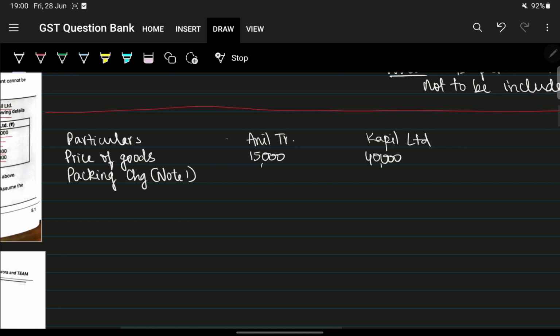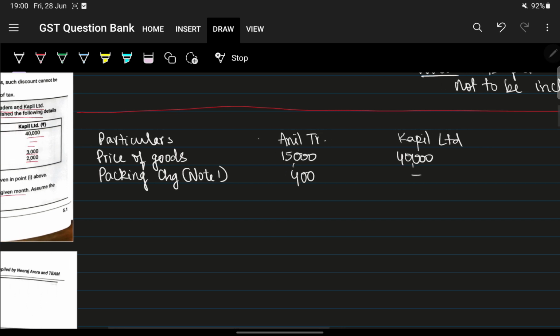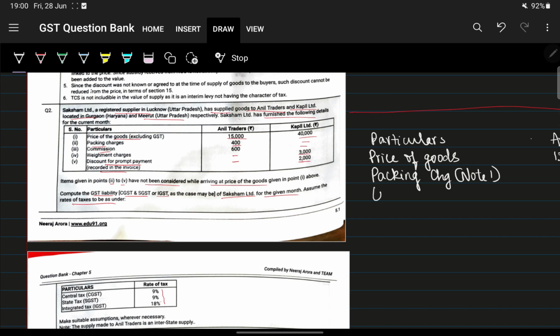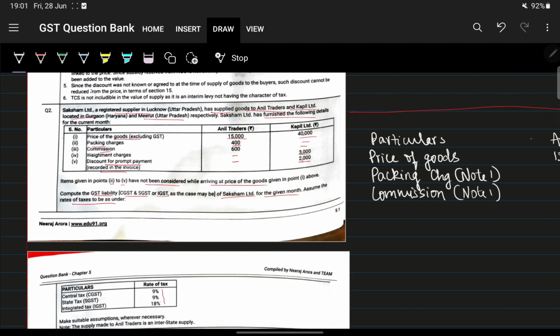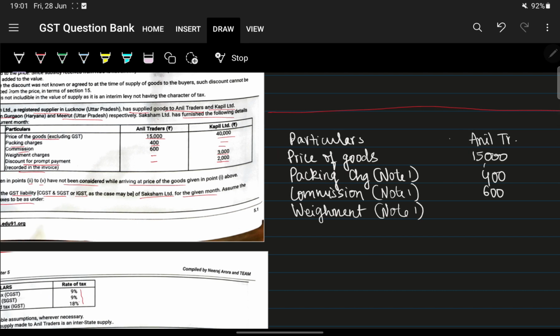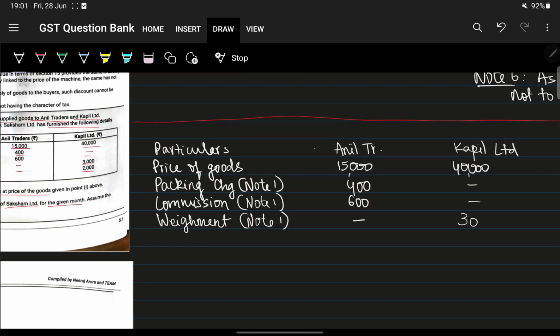That is 400 for Anil Traders and 0 for Kapil Limited. Next, commission also forms part of incidental expenses only, so you can give it under the same explanation, note number 1. Here it is 600 and nil. Next, weighment charges also fall under incidental charges only, so the same note you can give. You can explain all three in one note itself. Next, nil and 3,000.